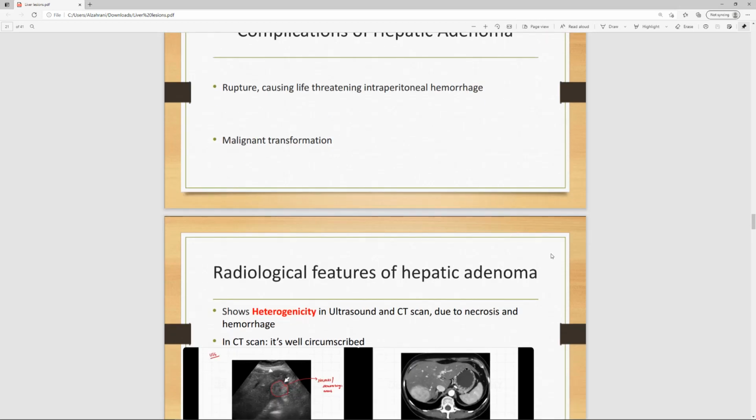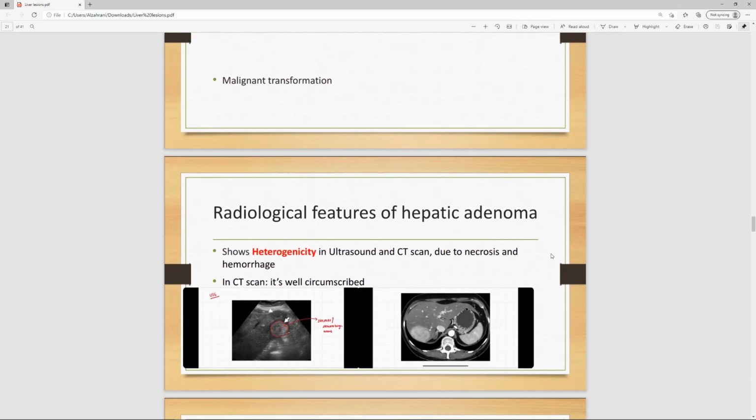Okay, what are the radiological features of hepatic adenoma? Shows heterogeneity in ultrasound and CT scan. قبل شوي قلنا إن الفوكال نودولار هايبربليجيا shows homogeneous. It is homogeneous on CT on the radiological modalities. لكن طالع هنا في الهيباتيك ادينوما it is heterogeneous.